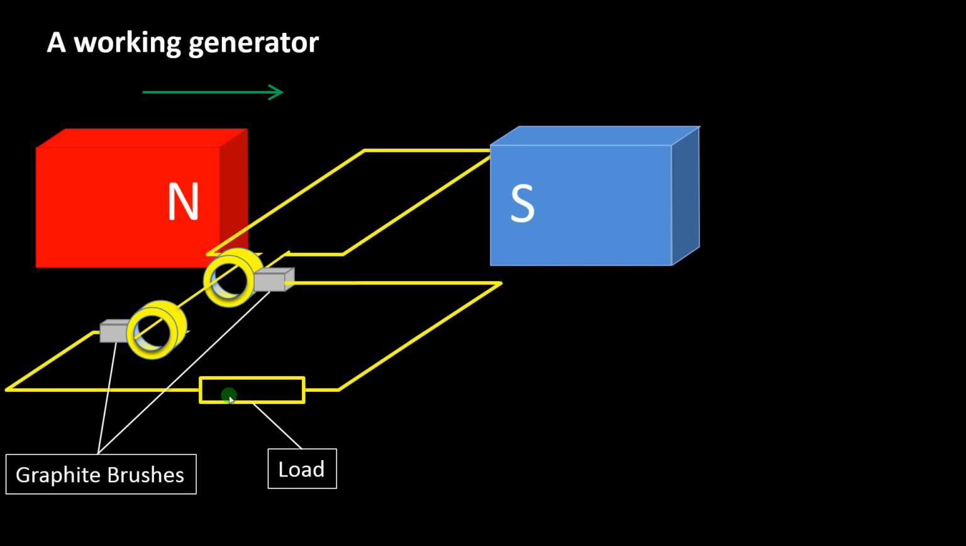Instead of a cell here, we've got this load resistor, because remember the whole point with the generator is we're trying to produce a voltage and therefore electric current, so we don't need to provide one here. And this load could be anything. It could be a bulb, it could be a motor, though that'd be a bit pointless. Any circuit component is fine.